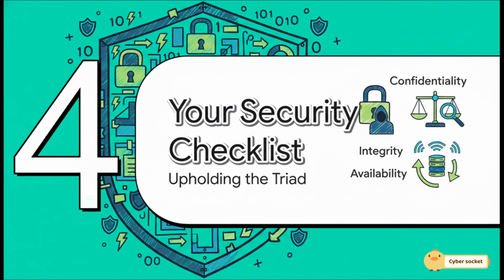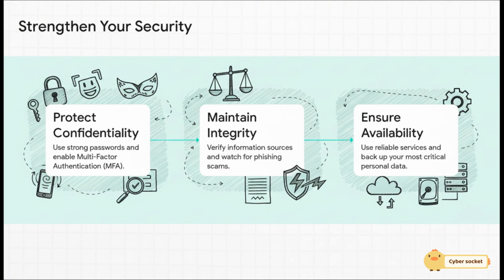So here's the really important part. The CIA Triad isn't just some high-level concept for big companies. It's actually a practical mental model you can use right now to think about your own digital safety. And you can be proactive about this. When you use strong, unique passwords and turn on multi-factor authentication, you're protecting your confidentiality. When you're suspicious of those weird phishing emails, you're helping maintain integrity. And when you back up your most important files, you're ensuring their availability.